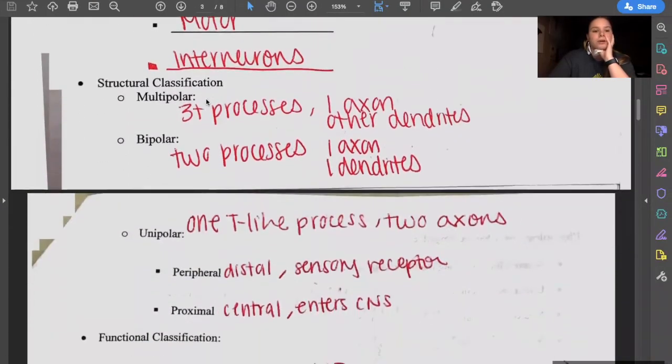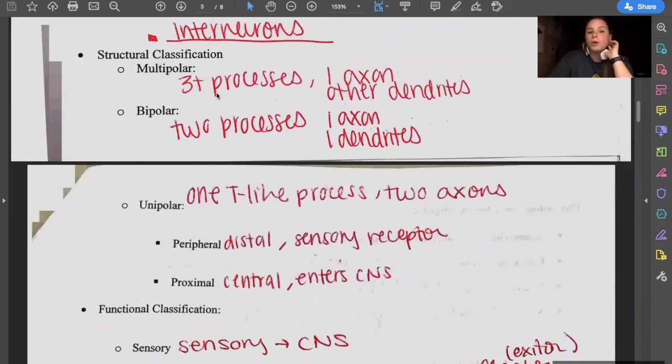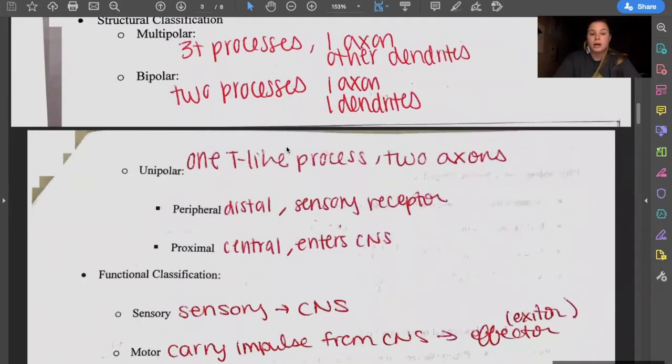All right, so we have structural classification. So the multipolar has 3 processes. It has 1 axon and other dendrites, okay? A bipolar has 2 processes, right? It goes like this. It has 1 axon and 1 dendrite. And then unipolar has that 1 T-like process with 2 axons. Remember, it's got the head in the middle. Right, it's like this. And it's got jazz on the end.